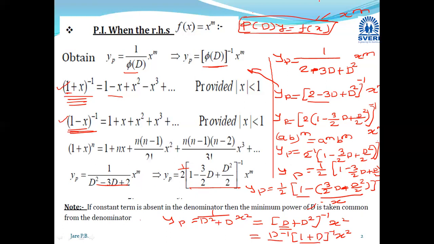Now we see one example of this. Example: (D cube minus 2D plus 4) operator on y is equal to 3x square minus 5x plus 2. Okay, so we are trying to solve this. We could go to the YC, the solution, but we know we do not waste our time on YC. We directly go to the YP.